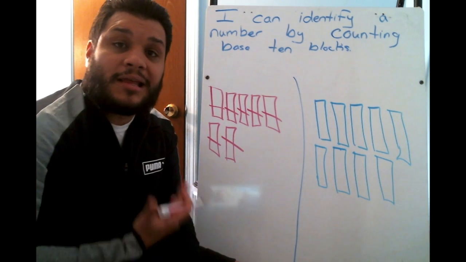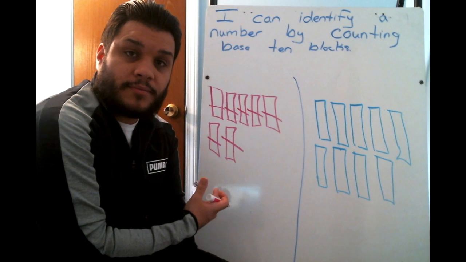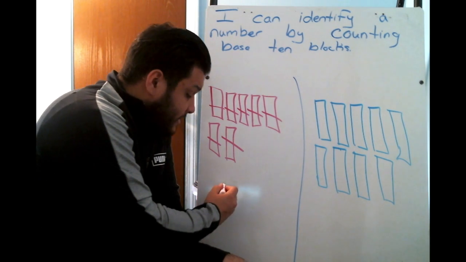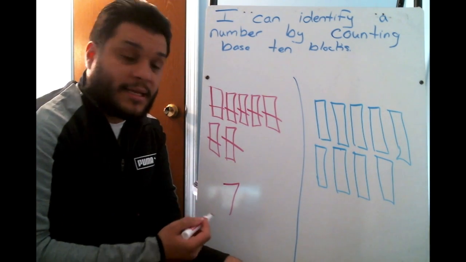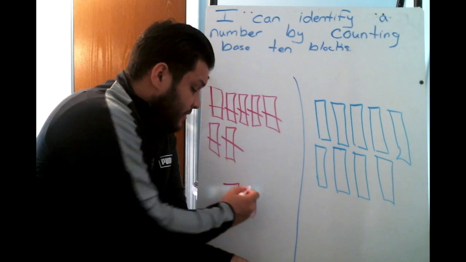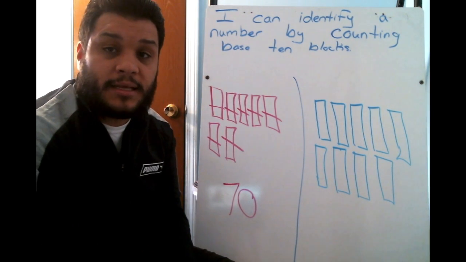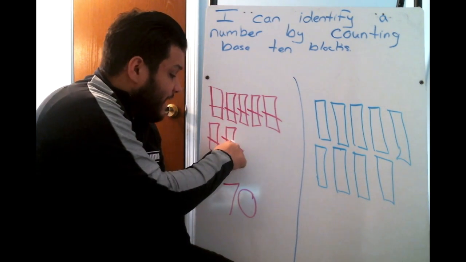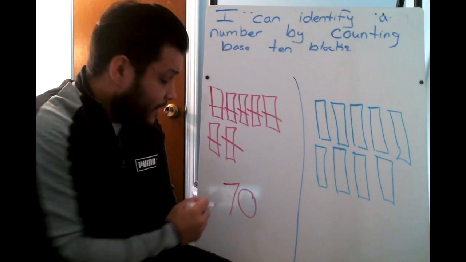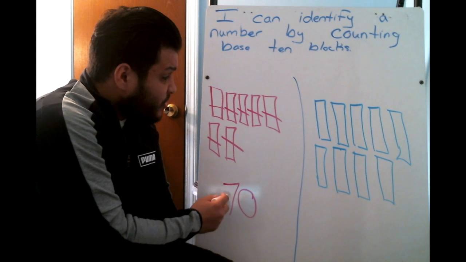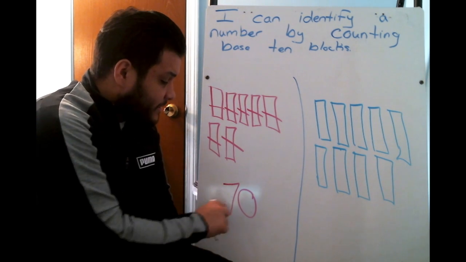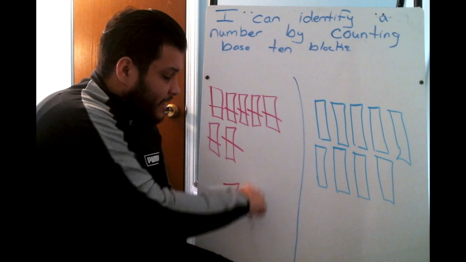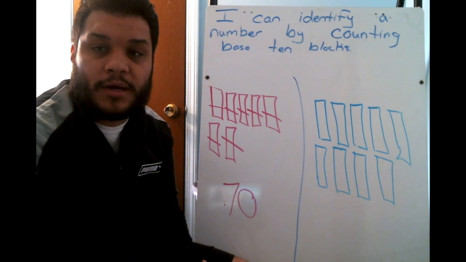So let's count. Ready? 10, 20, 30, 40, 50, 60, 70. How will I write the number 70? A 7 in the tens place and a 0 in the ones place. I have 1, 2, 3, 4, 5, 6, 7 base 10 blocks that I crossed out, which means that I have drawn 7 tens. And I don't have anything left over, so I don't have any ones.